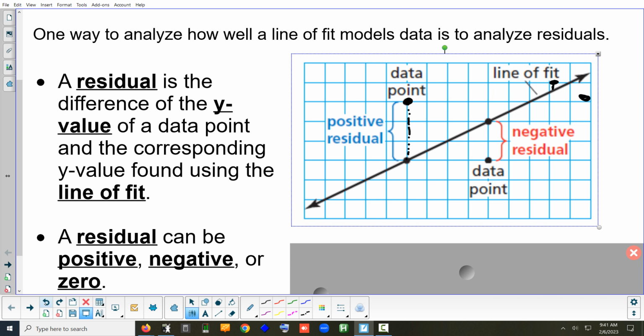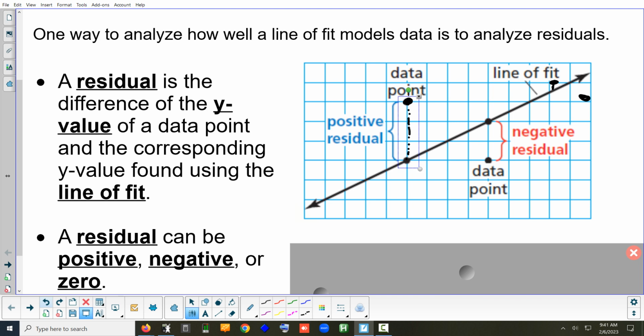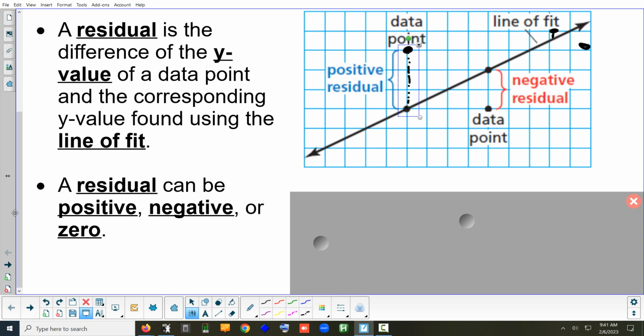Okay, so that's all that a residual is. It's the distance between your data point and the line that you estimated. Smaller residuals equals better. Big residuals, you didn't draw that good of a line. Now, the next thing says, this is your second bullet, a residual can be positive, negative, or zero.